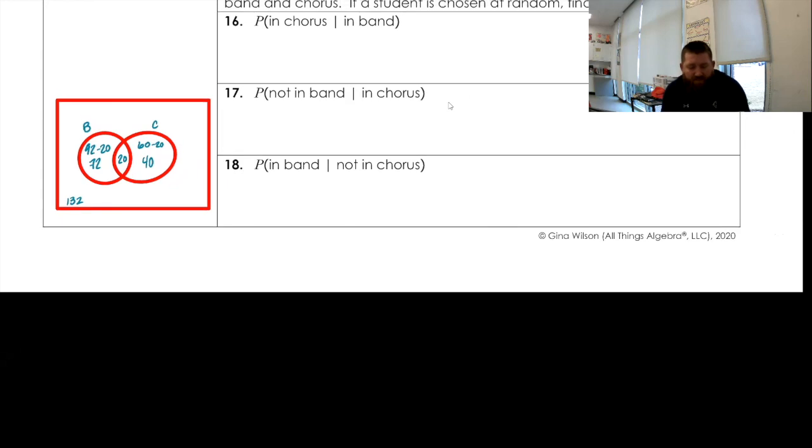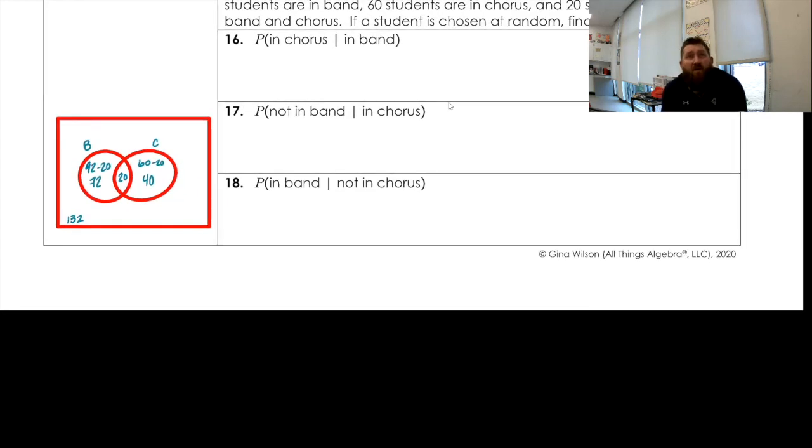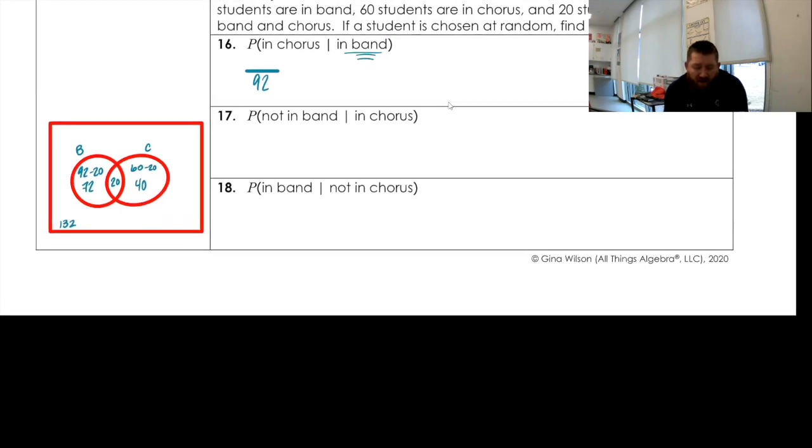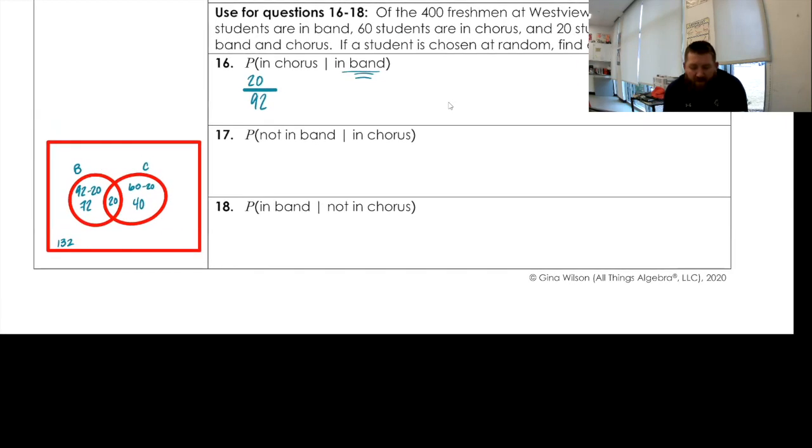The chillins. Okay, so in the course, given they are in the band, there's our new denominator. How many kids are in the band? Well, it told us 92 students are in the band. Okay, and of those 92 students, how many are in course? What is our A and B? So that would be that intersection right here. So that would be, of course, 20. 20 over 92 reduces to 5 over 23.